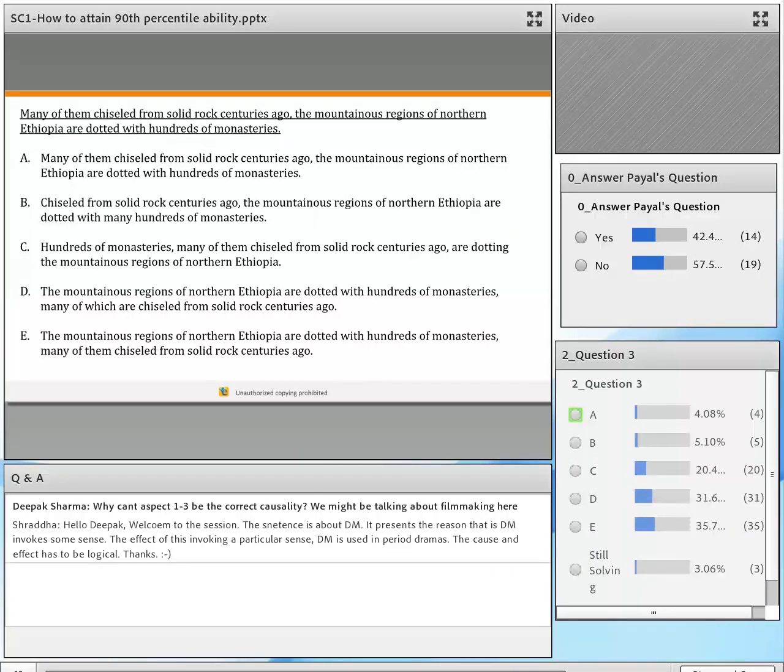Here are the results. Give me just 1 second here. I think there is something not quite. Okay, sorry.